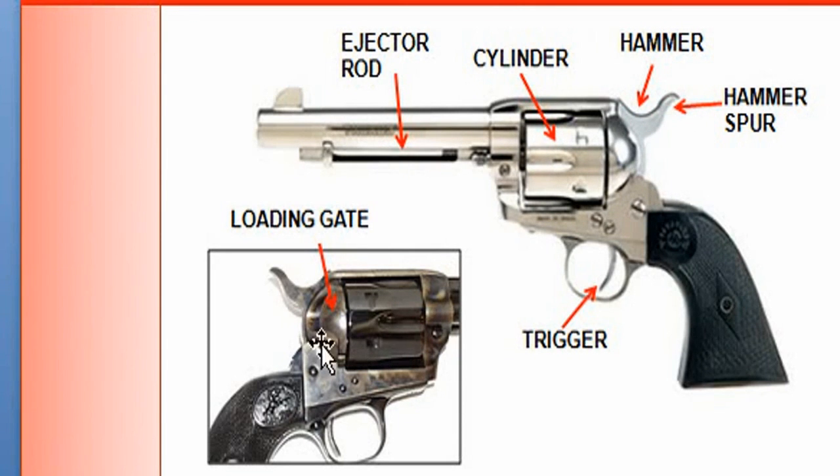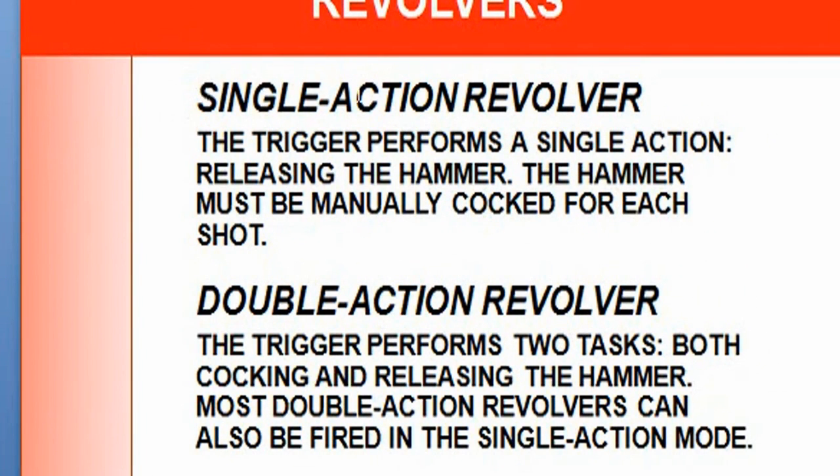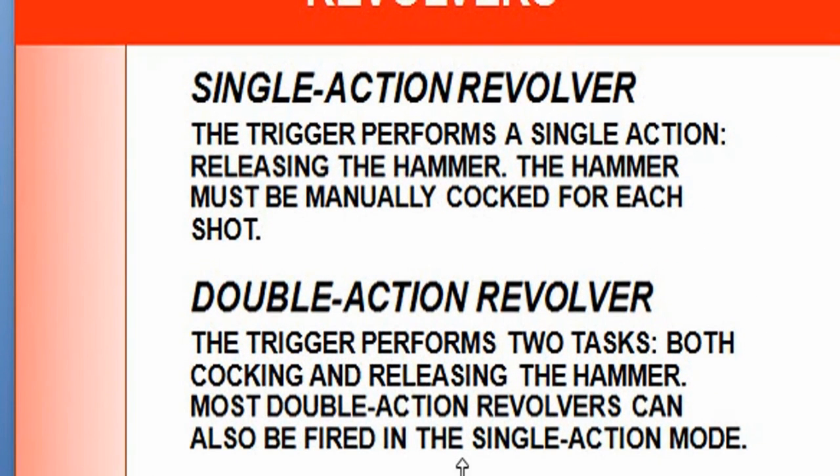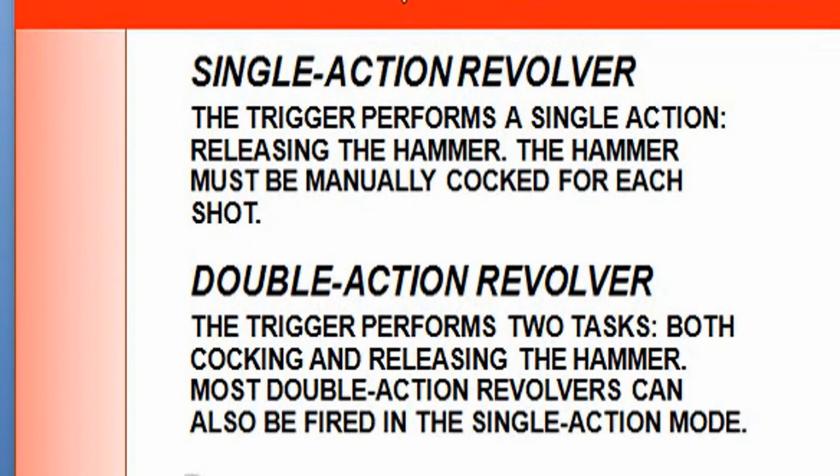There's also the other kind that has a little loading gate, which you would open and put your bullets in. And when you open it, you could eject your spent shells out there too. Okay, so there's single action revolvers and double action revolvers. Basically we have single and double action revolvers. There's two types. You have a single action revolver.